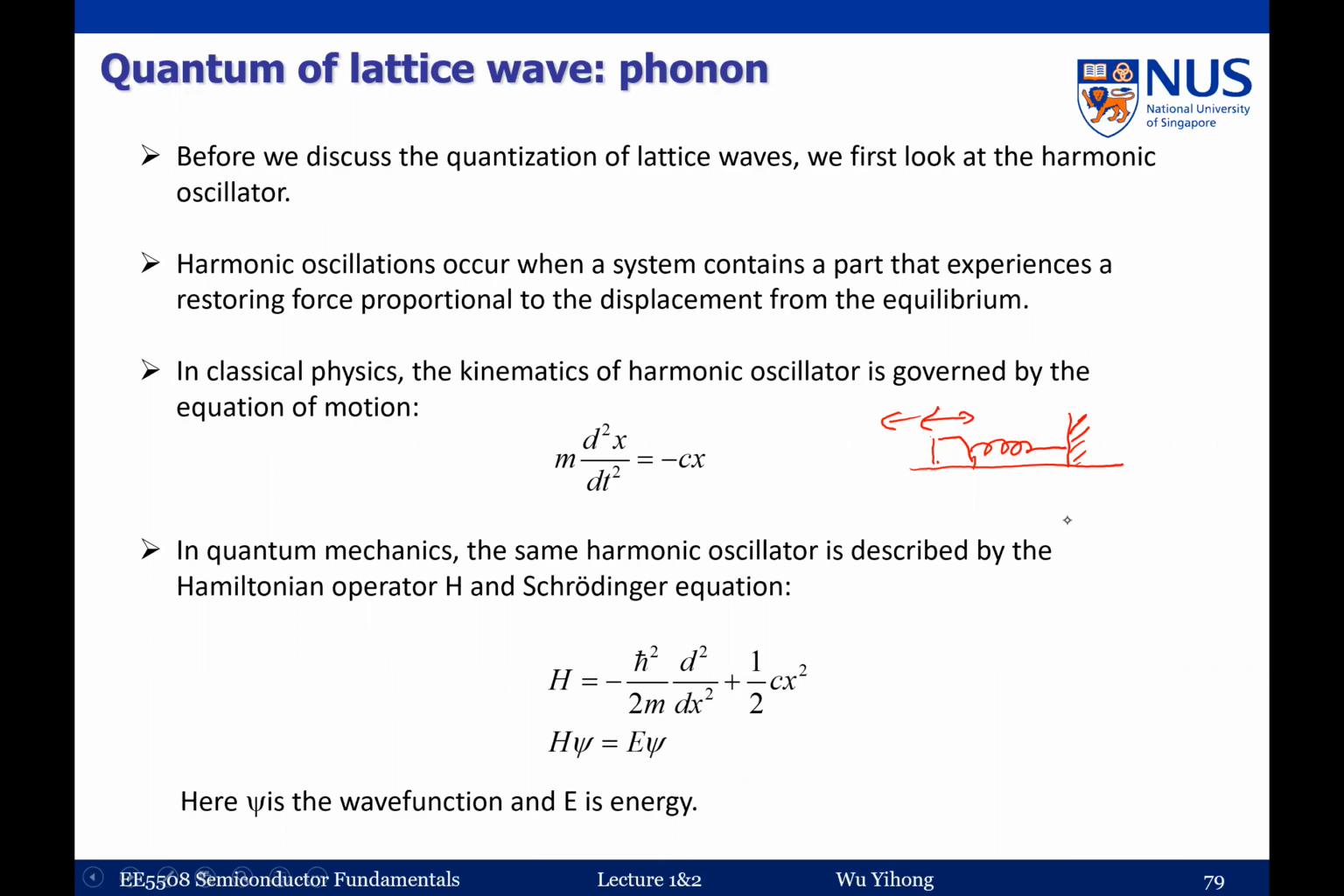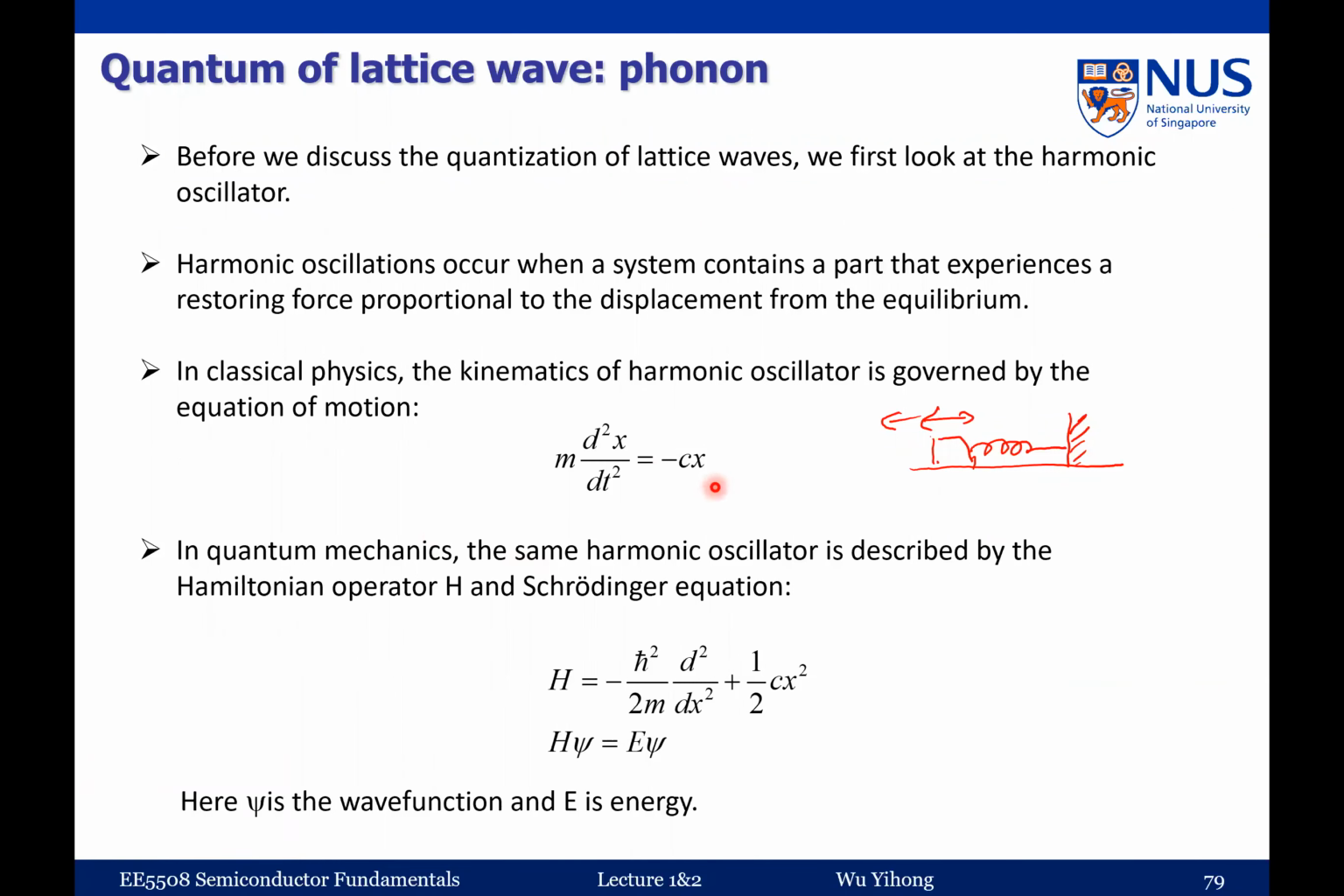And of course you have many other examples. So what happens in this case is that at the equilibrium state, there's no force acting on this spring or on this object. However, when you pull it or press it, you have a force acting on it. This force is always against the displacement direction, and it's also proportional to the displacement. If this is the case, then you have a simple harmonic oscillator, right? So in classical physics, it is basically something like this. M is the mass of the object, and X is the displacement from the equilibrium position.